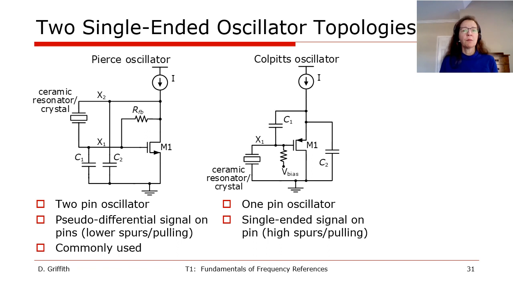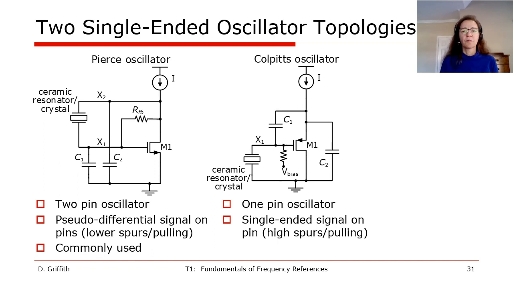This slide shows some example oscillator topologies that can be made with either ceramic resonators or crystals. On the left is a Pierce oscillator. This is a 2-pin structure where the current source supplies a transistor, which is biased by having a feedback resistor between the gate and the drain. A capacitor is added to each pin where the value is specified by the resonator to give the desired oscillation frequency. This topology is very commonly used because it has a pseudo-differential signal on the two pins labeled X1 and X2, which means that you have lower spurs and fewer issues with coupling and the oscillator being pulled by other clocks in the system.